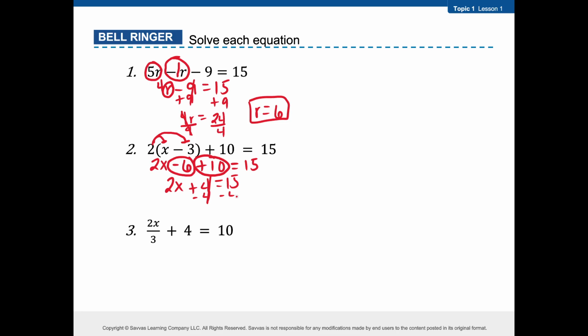Subtract 4 to both sides. 2x equals 11. Divide by 2, and you can either leave your answer as a simplified fraction or turn it into a decimal, 5.5.